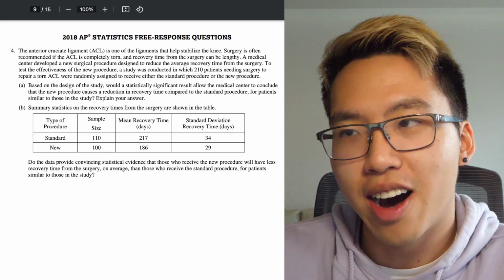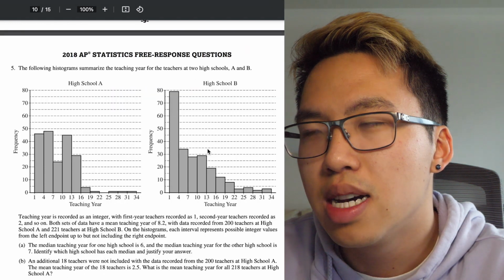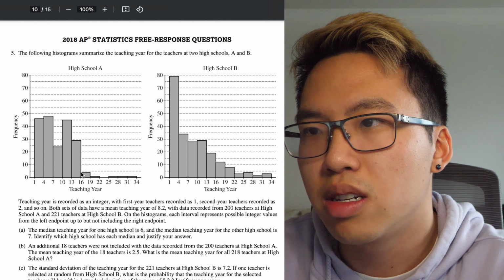Okay, question 5. We have a couple of histograms. We have 2 histograms for teaching years for the teachers at 2 high schools.